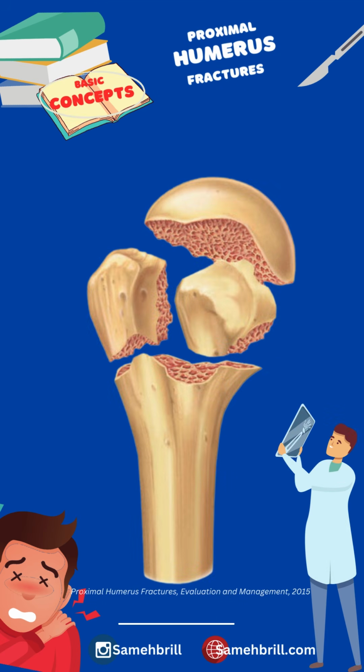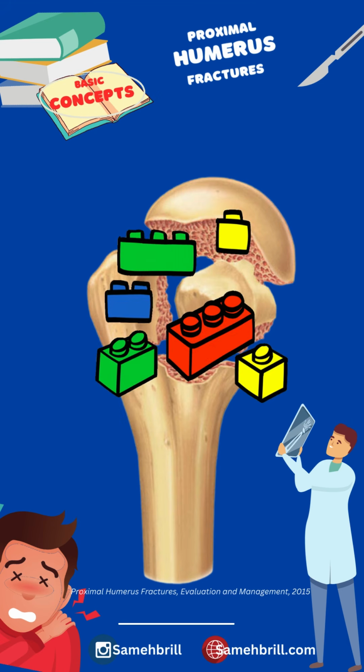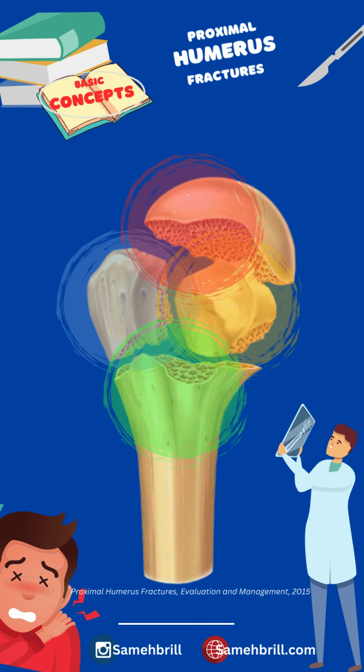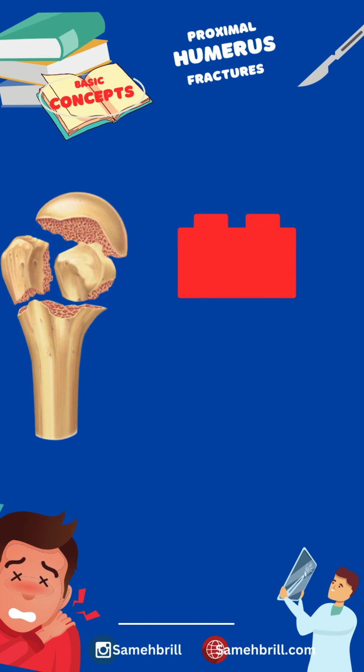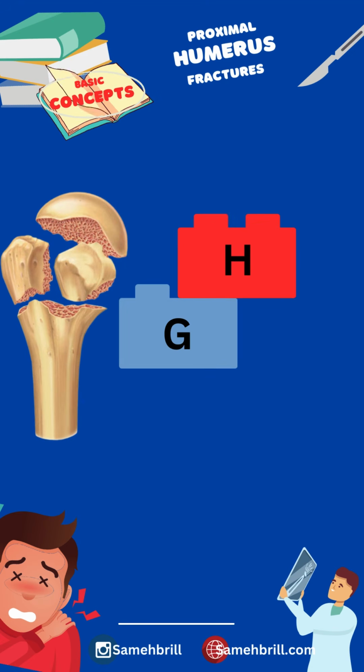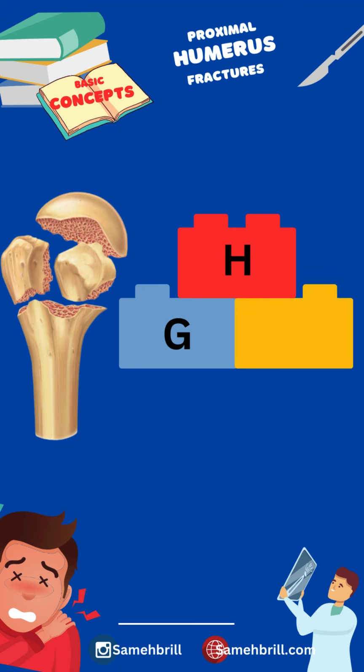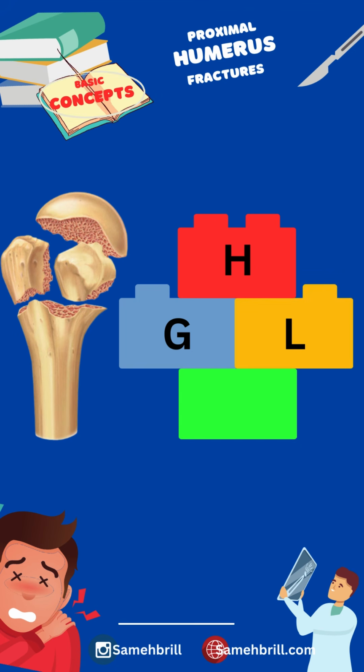The proximal humerus is made up of 4 building blocks. For simplicity, imagine them as Lego blocks attached to one another to form the proximal humeral construct. The 4 blocks are the humeral head, H block, the greater tuberosity, G block, the lesser tuberosity, L block, and finally the humeral shaft, which is the S block.